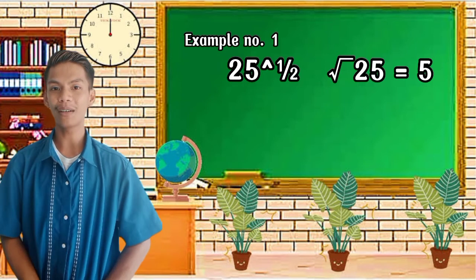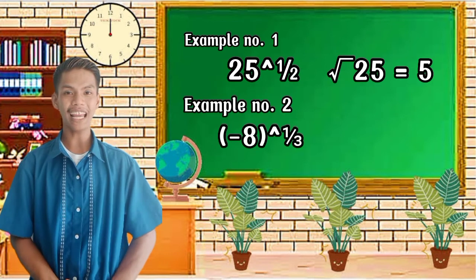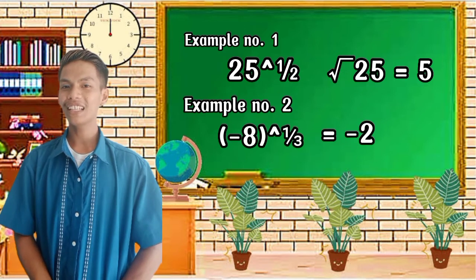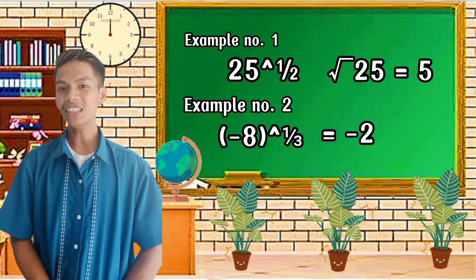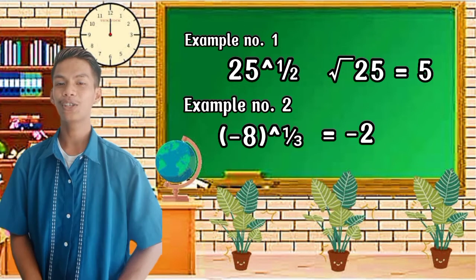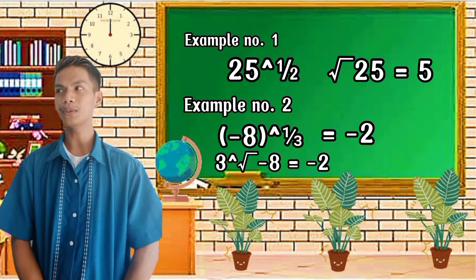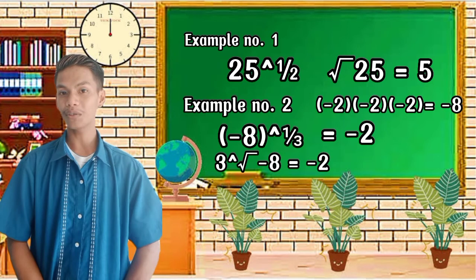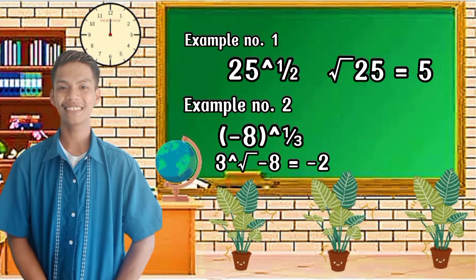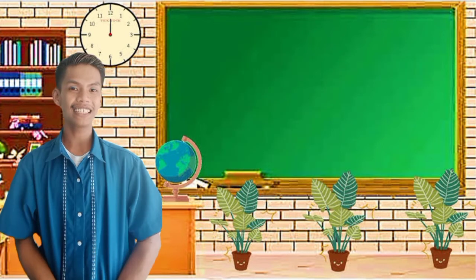So, another example, negative 8 raised to 1 third. So, what is the answer, class? Okay, negative 2. Paano natin na-derive yung answer na yon? Negative 8 raised to 1 third is equal to the cube root of negative 8. So, the answer is negative 2. Negative 2 times negative 2 is equal to 4, times negative 2 is equal to negative 8. Correct, class?